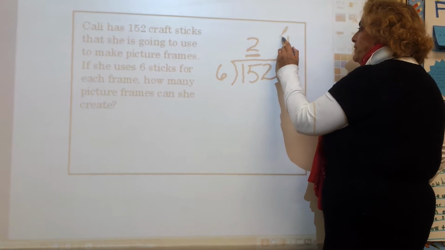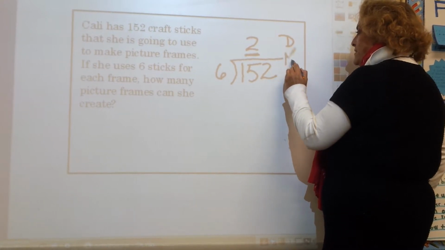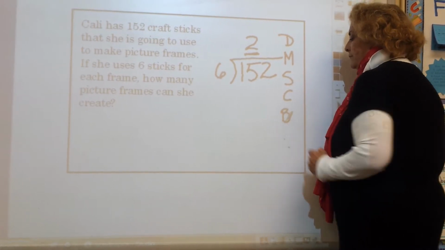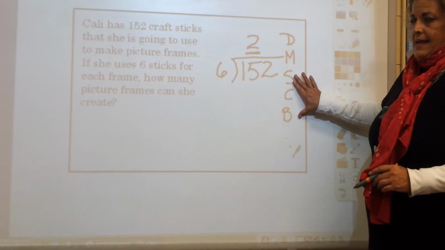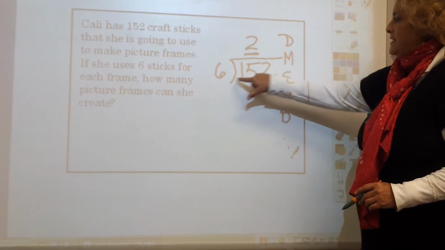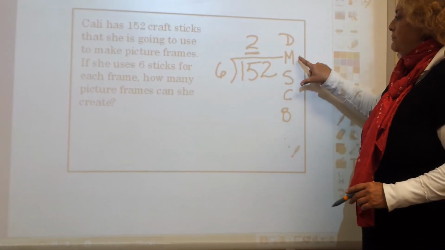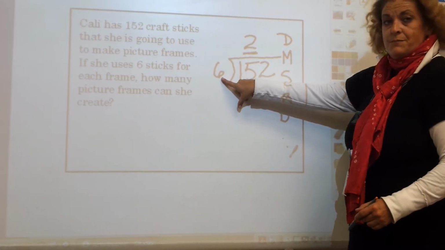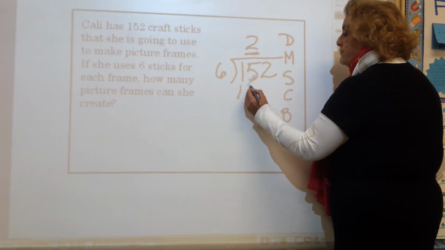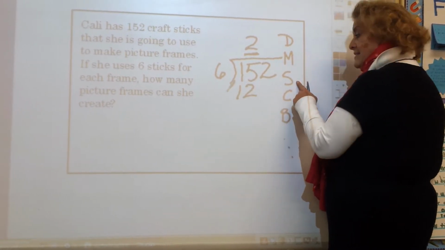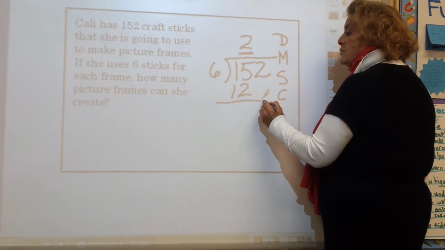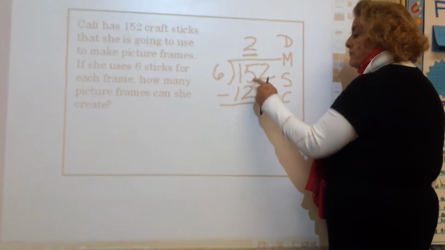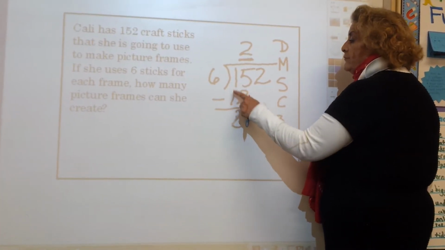I'm also going to put the letters for the division process over here: divide, multiply, subtract, compare, and bring down, so that I remember my steps. I've divided 6 into 15, and I come up with 2. My next step is to multiply. I'm going to multiply the 2 in the quotient times my divisor, 6, and put that under the 15. My next step is to subtract. So I'm going to draw the line, make the sign, and subtract. 5 minus 2 leaves 3. 1 minus 1 is 0.